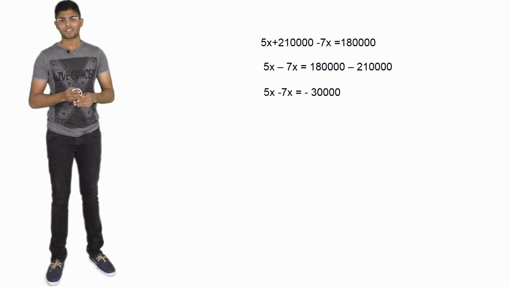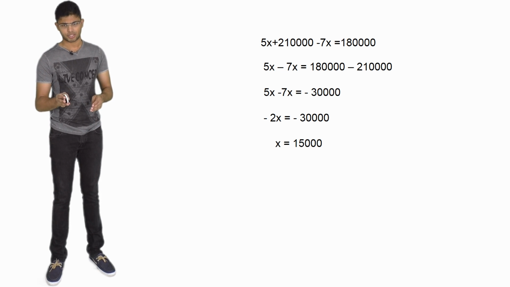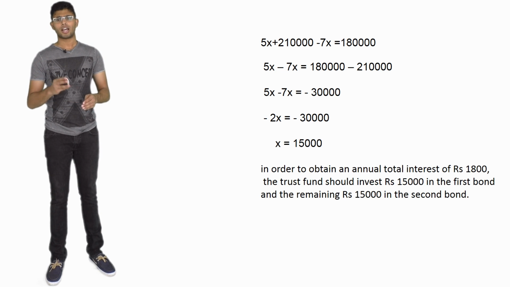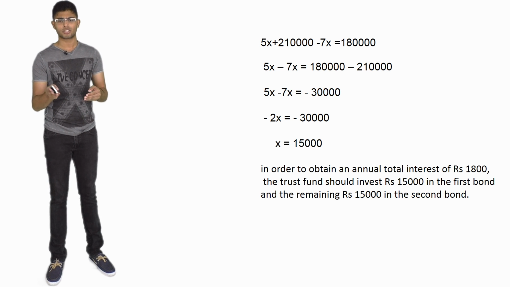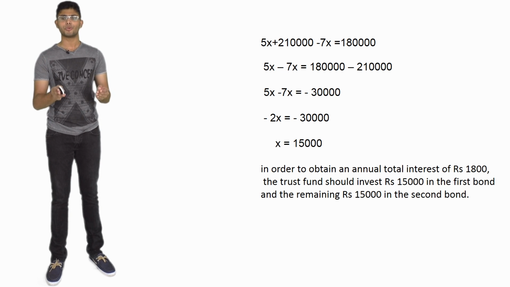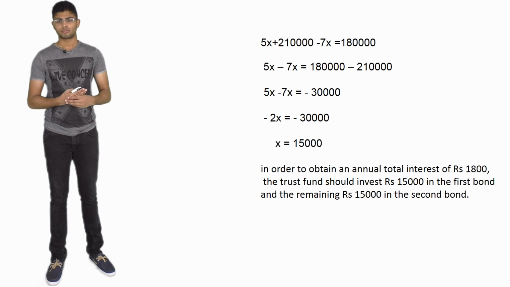So by minusing on the LHS, we have minus 2x. By taking the 2 to the other side and cancelling out the negatives on both LHS and RHS, we have x is equal to 15,000. So that's the value of x. Your first bond is going to be 15,000. Now to get the other half, we do 30,000 minus 15,000, which is also equal to 15,000. So now we know that the amount of trust fund which has to be put in the first bond is 15,000, and the remaining, which is also 15,000, is put into the second bond. So that's going to be our answer.